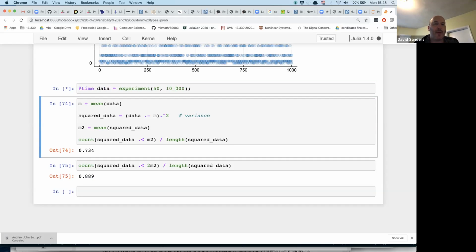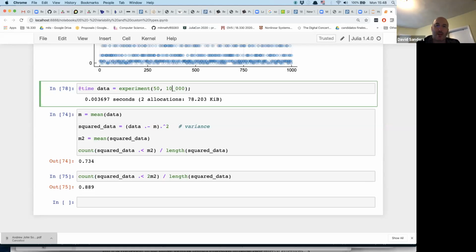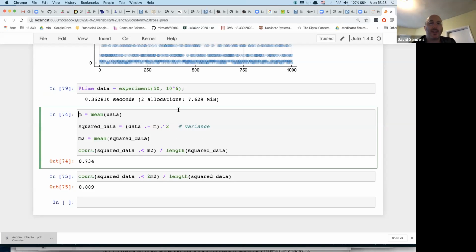Remember, you can do at time. It'll tell you how long it took to run. I mean, it's nothing. So I could do 1,000,000 runs. So you could just write 10 to the 6, that's 1,000,000, and it takes 0.3 seconds. That would take 50 times longer if I were running it in Python. And so you would be sort of sitting there for a few seconds.